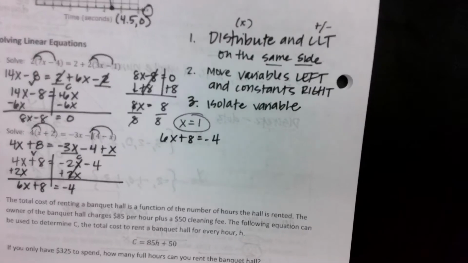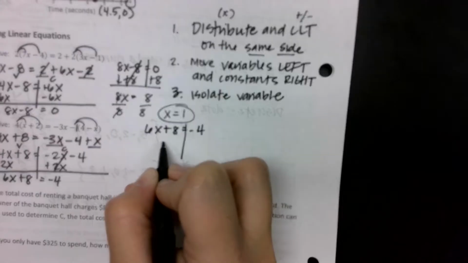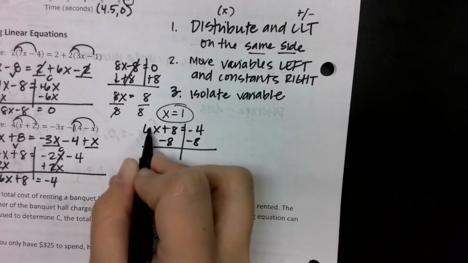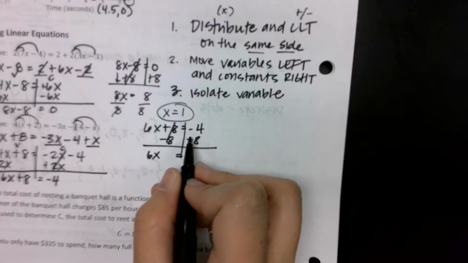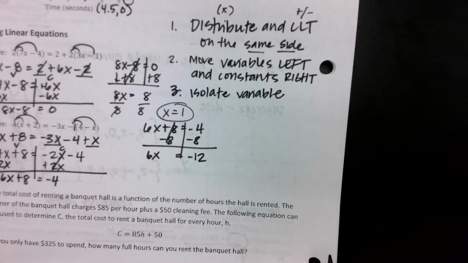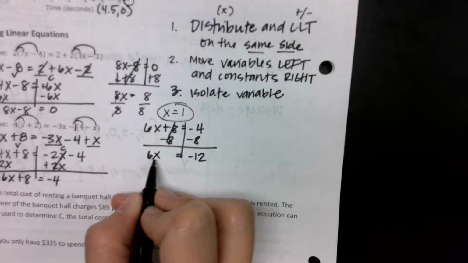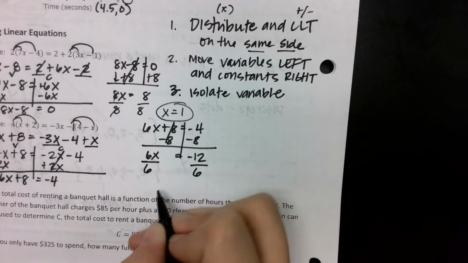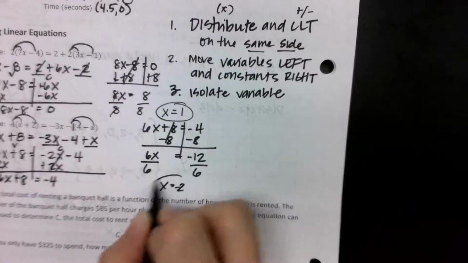Now I just isolate my variable by using inverse operations. The inverse of a positive 8 is a negative 8. Bring down my 6x. This cancels. Negative 4 minus 8 is negative 12. Check in your calculator if you ever need help. My inverse of multiplying 6 times x is dividing by 6. And be careful with your signs here. Negative 12 divided by 6 is negative 2.